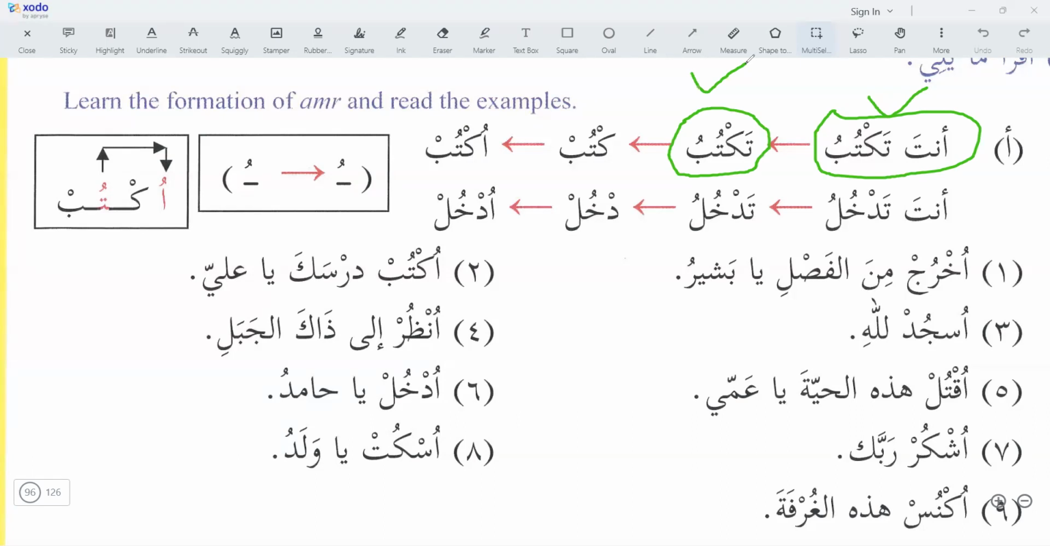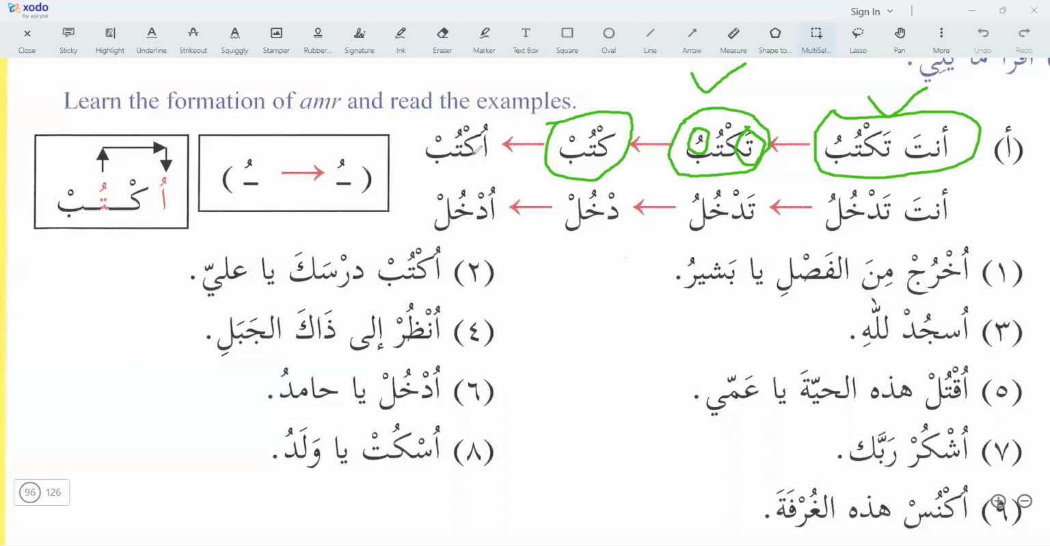And what we have learned, we will delete the harful mudare. Harful mudare is ta here. So we will delete the ta. And the dhamma of the last letter, we will make it sukoon. So after deleting the harful mudare and after omitting the dhamma of the last particle, it becomes like this. And the first radical, kalma fa, is sukoon. We cannot pronounce it.